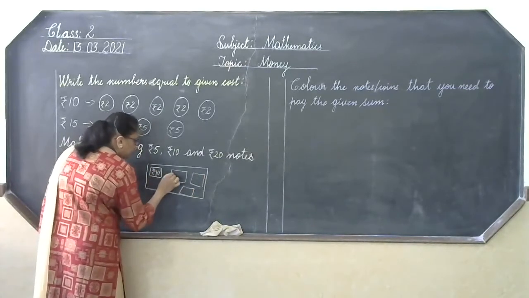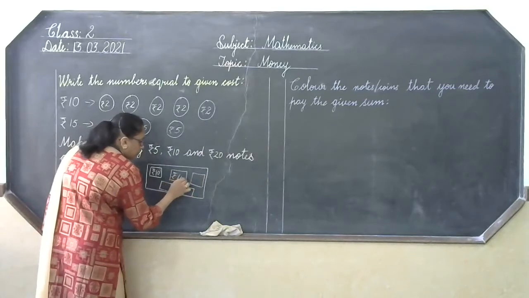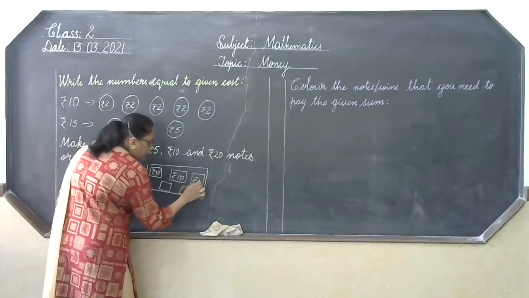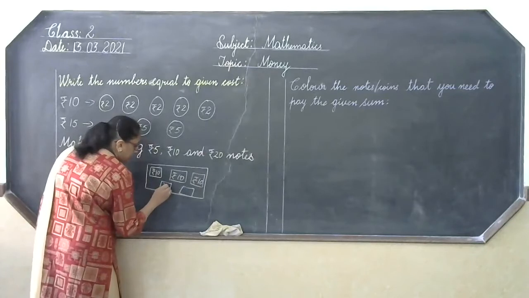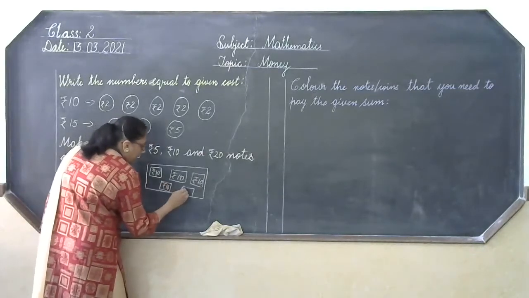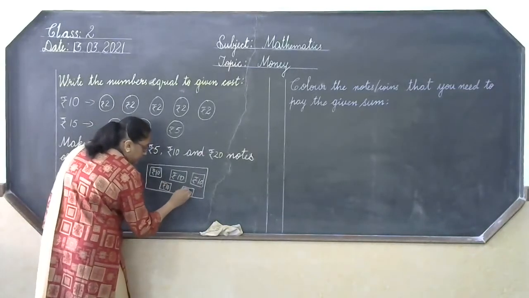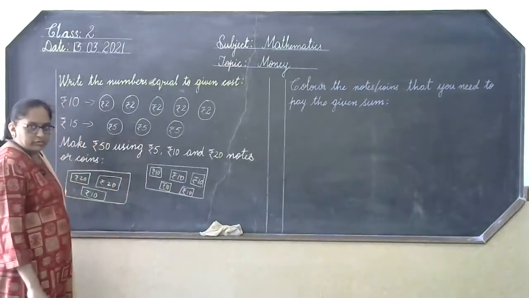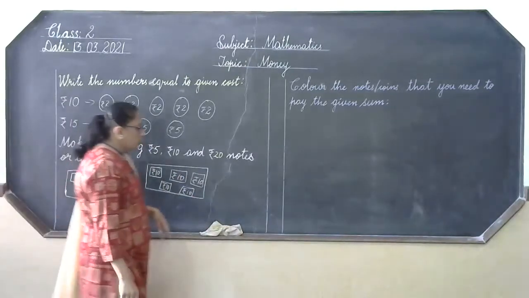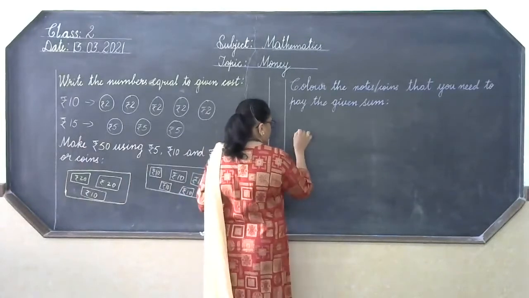Rupees 10, rupees 10, rupees 10 and rupees 10. This is one more option you can use. Understood? So one more option I'll show you here.